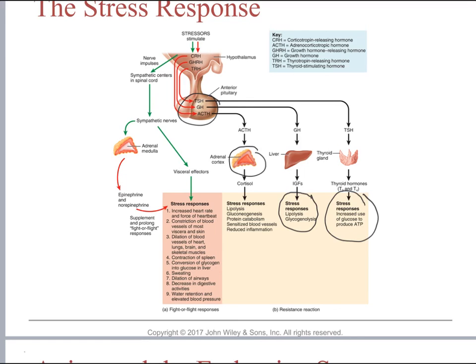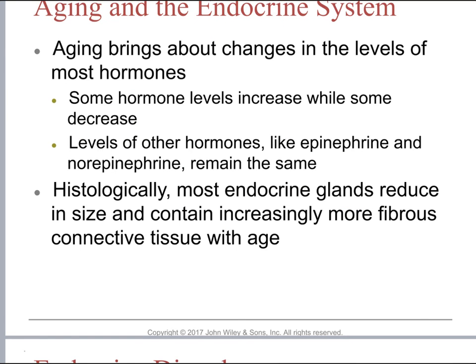Now, when we look at our nerve impulses, okay, the sympathetic centers in the spinal cord stimulate sympathetic nerves. We go to the adrenal medulla, secreting epinephrine and norepinephrine. This is giving us a fight or flight response, which brings us back into this category here of our visceral effectors. What happens with aging in our endocrine system?